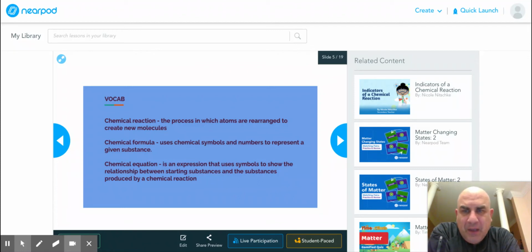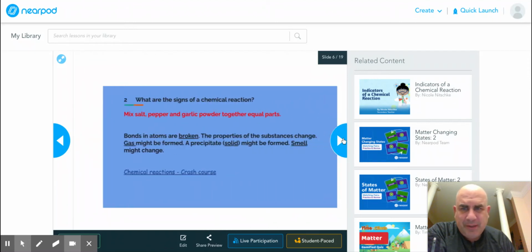Chemical formula uses chemical symbols and numbers to represent a given substance. Chemical equation is an expression that uses symbols to show the relationship between starting substances and the substances produced by the chemical reaction. So the formula, and we'll talk about this in a moment, I shall show that to you like that.